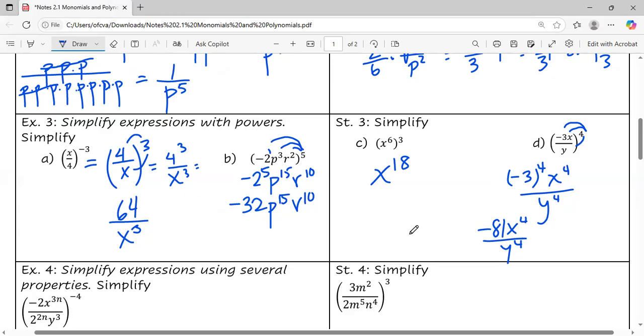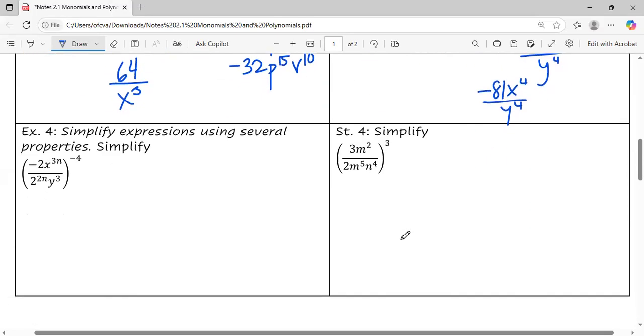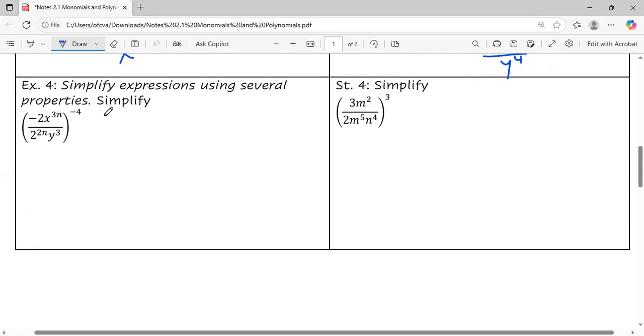That's the expression simplified. So now at the bottom, we have simplifying expressions when you're using multiple properties at the same time. And again, you can use these properties in whatever order you want, as long as you understand how to manipulate them. So for example, since all of this is in parentheses, but everything has a power of -4, I can decide to flip over the entire fraction first. Remember that you're not changing any signs inside the parentheses. None of that will change.